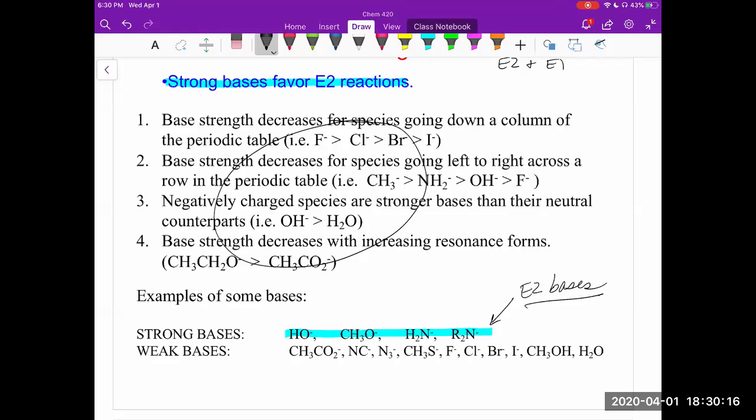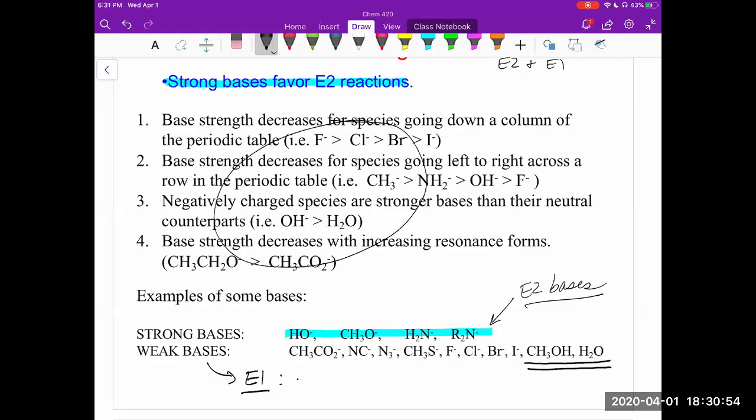And the weak bases then are for just E1? Weak bases are for E1, exactly. So we're going to see E1 when you look at the weak bases that it's seen with. A lot of the times, water and alcohols is where we're going to see E1 reactions. Okay, so it sort of tracks along, like SN2 needs strong nucleophiles, E2 needs strong bases.